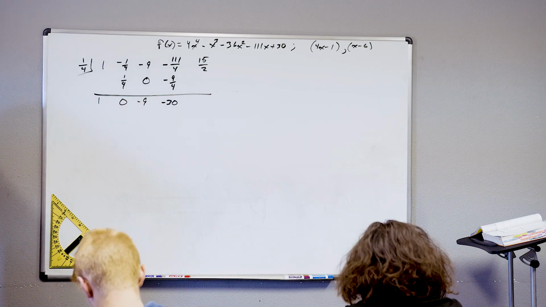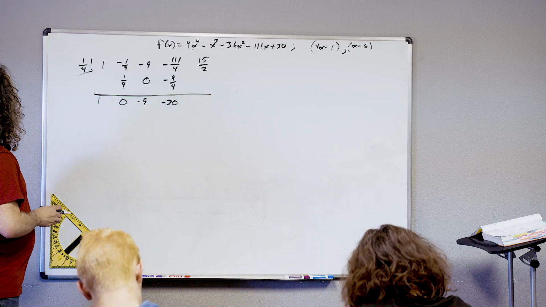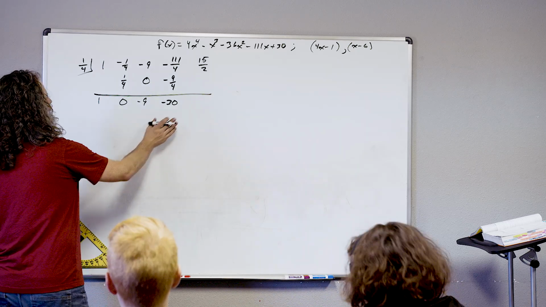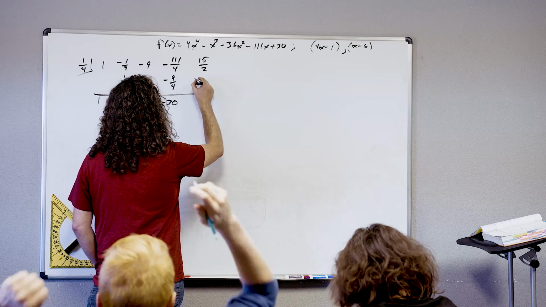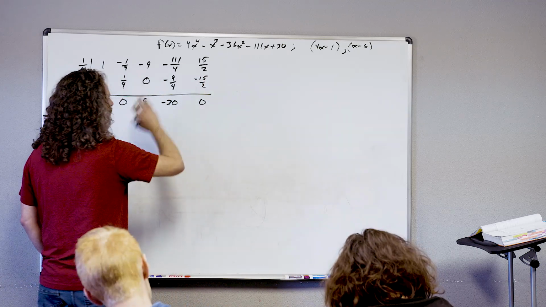I guess I could pull my calculator and sanity check myself. It is correct. Thank you. So this would be negative 15/2, which means this is 0. So that one does work.